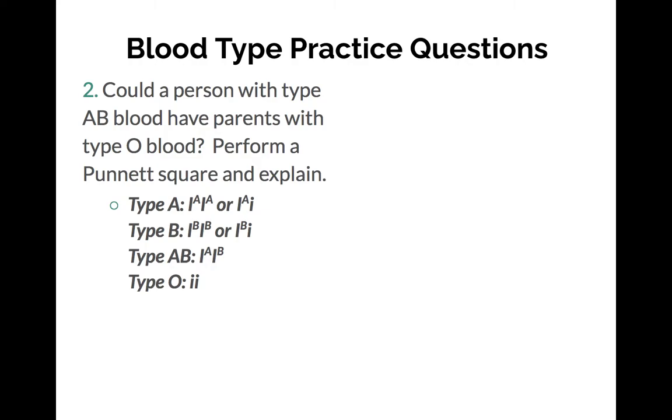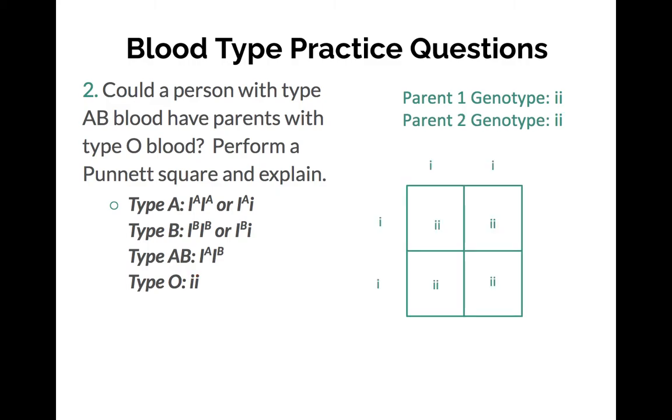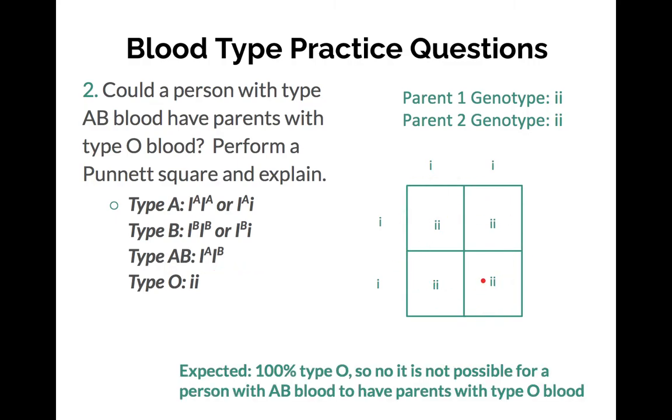Okay, number 2. Now we do Punnett squares on blood type. Could a person with type AB blood have parents with type O blood? Perform a Punnett square and explain. We're going to start this problem the exact same way that we have been. We have to find out what our parents are. So both parents have type O, so parent 1 genotype, little i little i. Same thing for parent 2, okay? Now go ahead and set up your Punnett square, and we get 100% is going to look like type O. So no, it is not possible for a person with AB blood to have parents with type O blood.